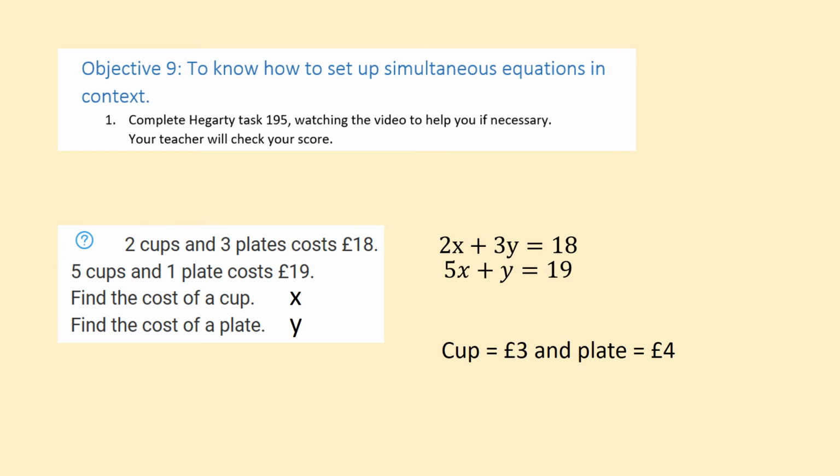But again, by trial and error you can see hopefully that the cup would then be £3 and the plate would be £4. So again, in the first equation you can see 2 cups £6, 3 plates £12, 6 plus 12 does equal 18, and then the second equation, 5 lots of 3 is 15, plus the plate is 4, which also equals 19. So you can see you've solved for both equations.